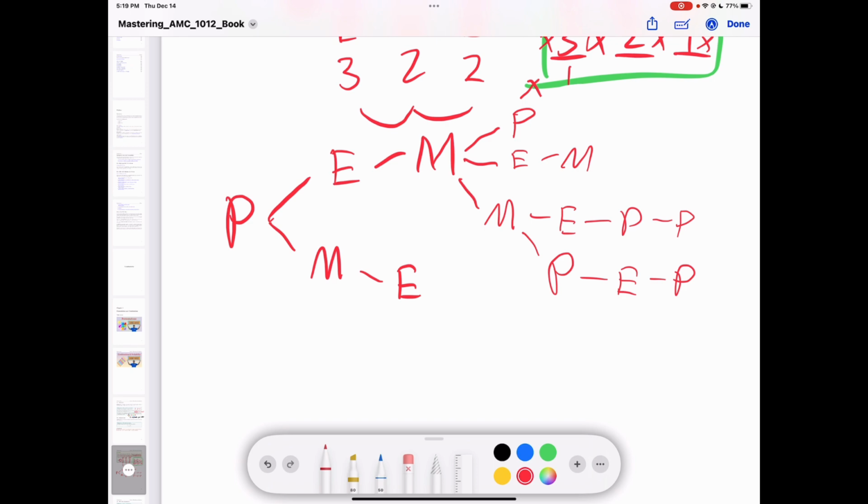E, on the other hand, goes to M or P. Because this would be just the same thing. If it's P, then it would have to be E or M. If it's E, it has to be M. If it's M, it has to be E.